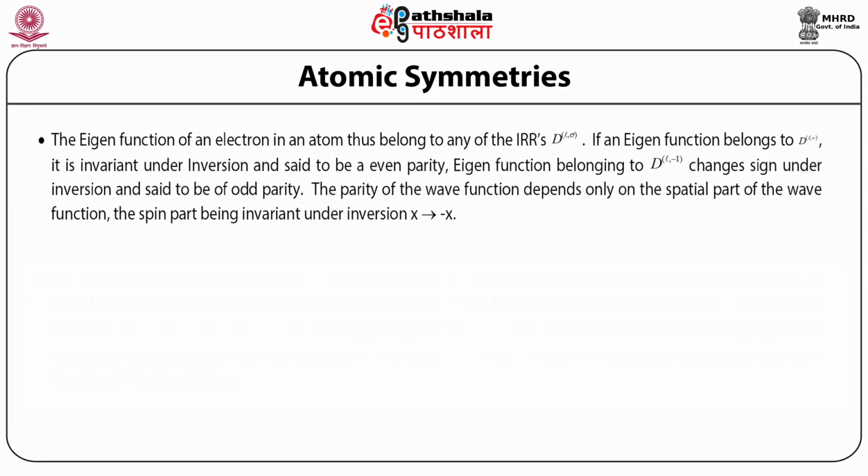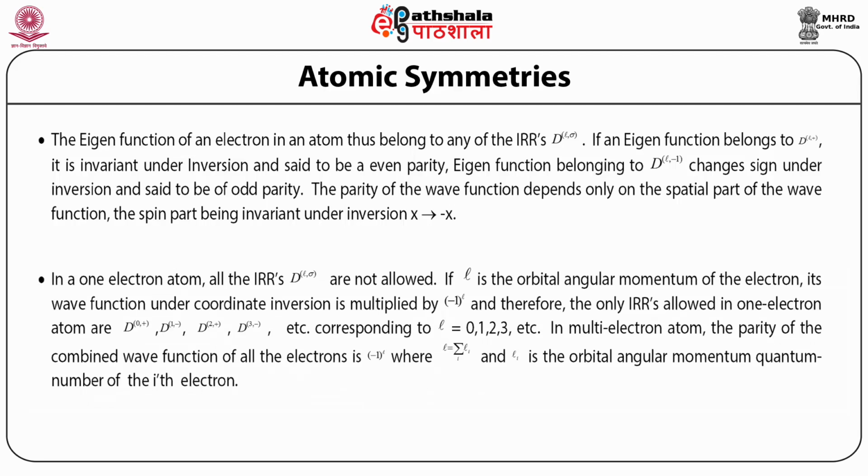The eigenfunctions of an electron in an atom thus belong to any of the irreducible representations D_l sigma. If an eigenfunction belongs to D_l plus, then it is invariant under inversion and is said to have even parity. Eigenfunctions belonging to D_l minus change sign under inversion and are said to be of odd parity. The parity of the wave function depends only on the spatial part of the wave function, the spin part being invariant under the inversion x going to minus x.